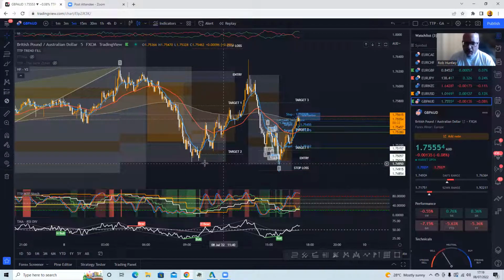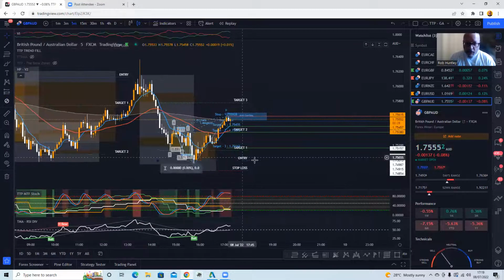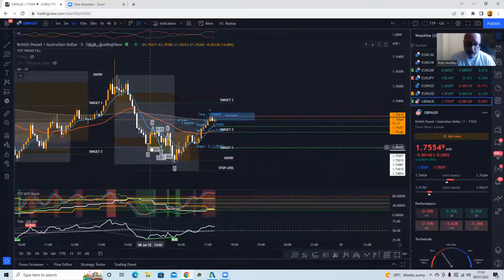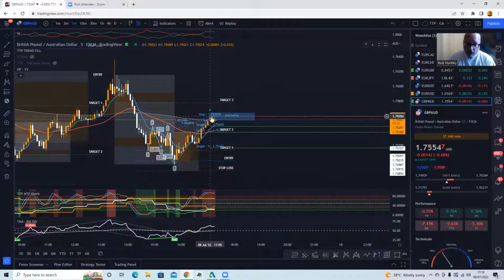So you can see now I've just turned it on, and it's actually given us a current setup here. So this was the most recent one. It's given us another one now with the D at the top here, sort of expecting a potential reversal, and then this is giving you an example of what happens when this is generated.